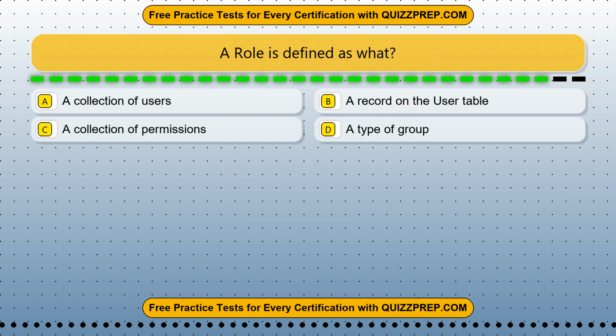Question 91. A role is defined as what? Option A, a collection of users. Option B, a record on the user table. Option C, a collection of permissions. Option D, a type of group.